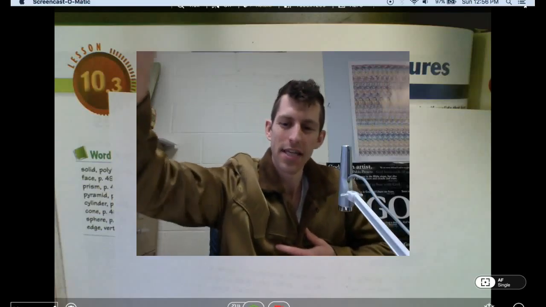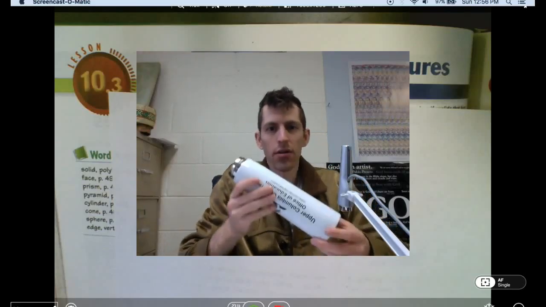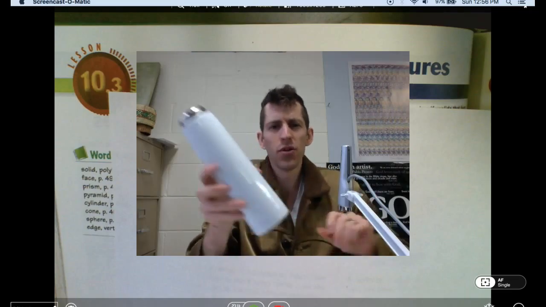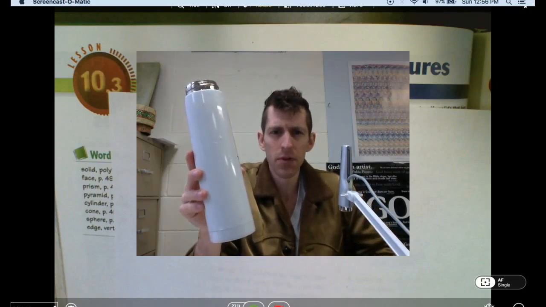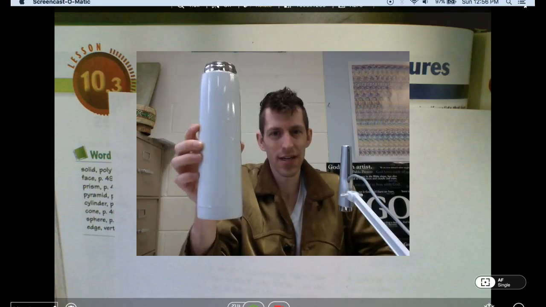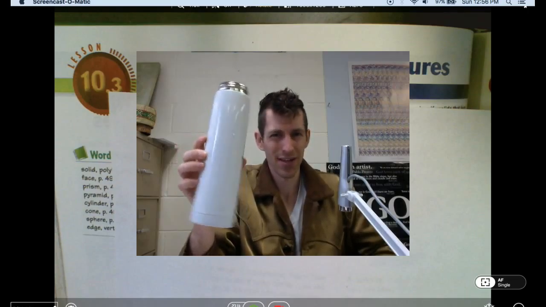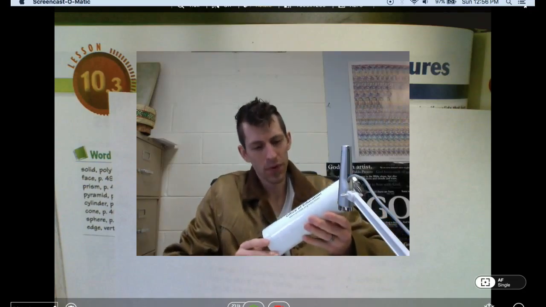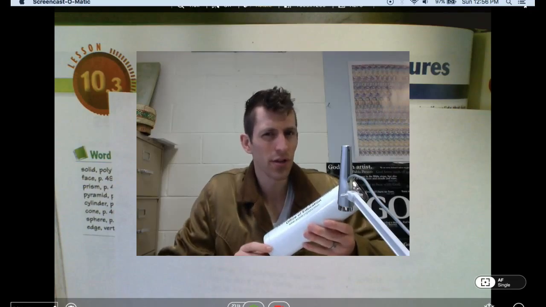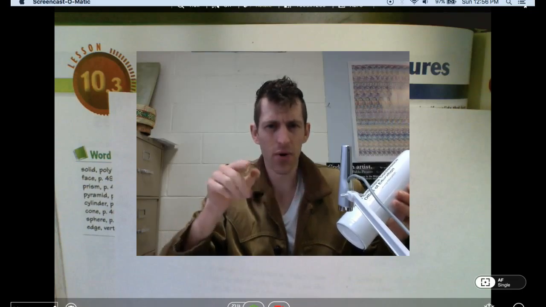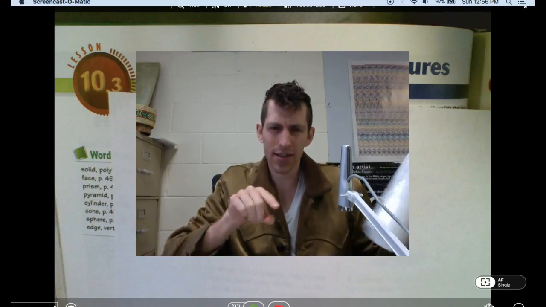Hey, today we're going to talk a little bit about objects. Is this a shape? What shape is this? You might say it's a cylinder, or maybe a rectangle from the side view, kind of. But really, in actuality, shapes are two-dimensional, aren't they? Isn't a square just a flat thing? Or a circle, isn't that flat?